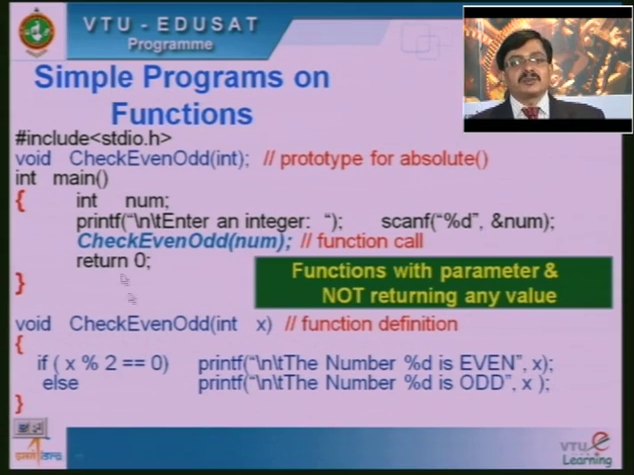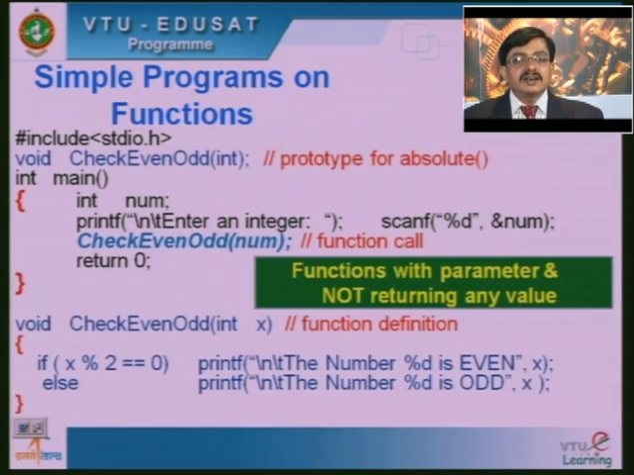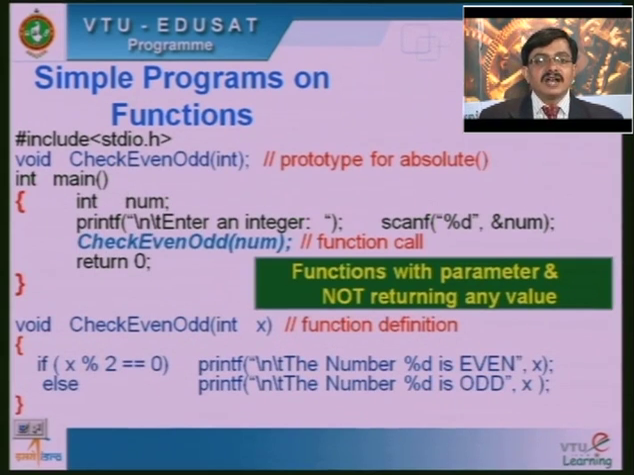Now this is one example of a program that makes use of a user defined function, check even odd, which takes a parameter and does not return any particular value. Before we see another category of function, let us look at the output of this previous program. We take an integer, pass it to the check even odd function, and it prints whether the number is even or odd.